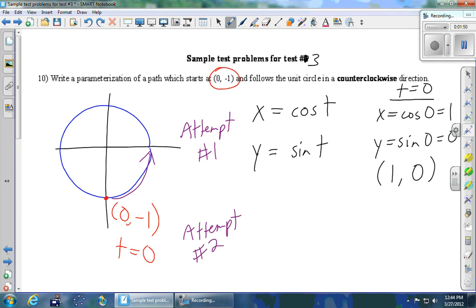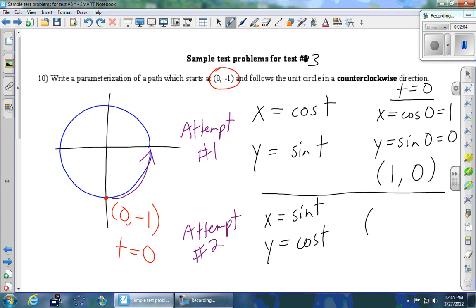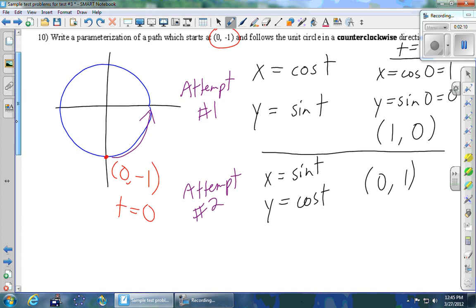Okay, so attempt number 2 is going to be x equals sine of t, and y is equal to cosine of t. And so if we plug in here, then I think we'll end up getting 0, 1, just exactly swapping those two things. Okay, so that's better. Now we're going to see if we can get that 0, -1 into play. So how are we going to get a -1? Let's go to attempt 3.